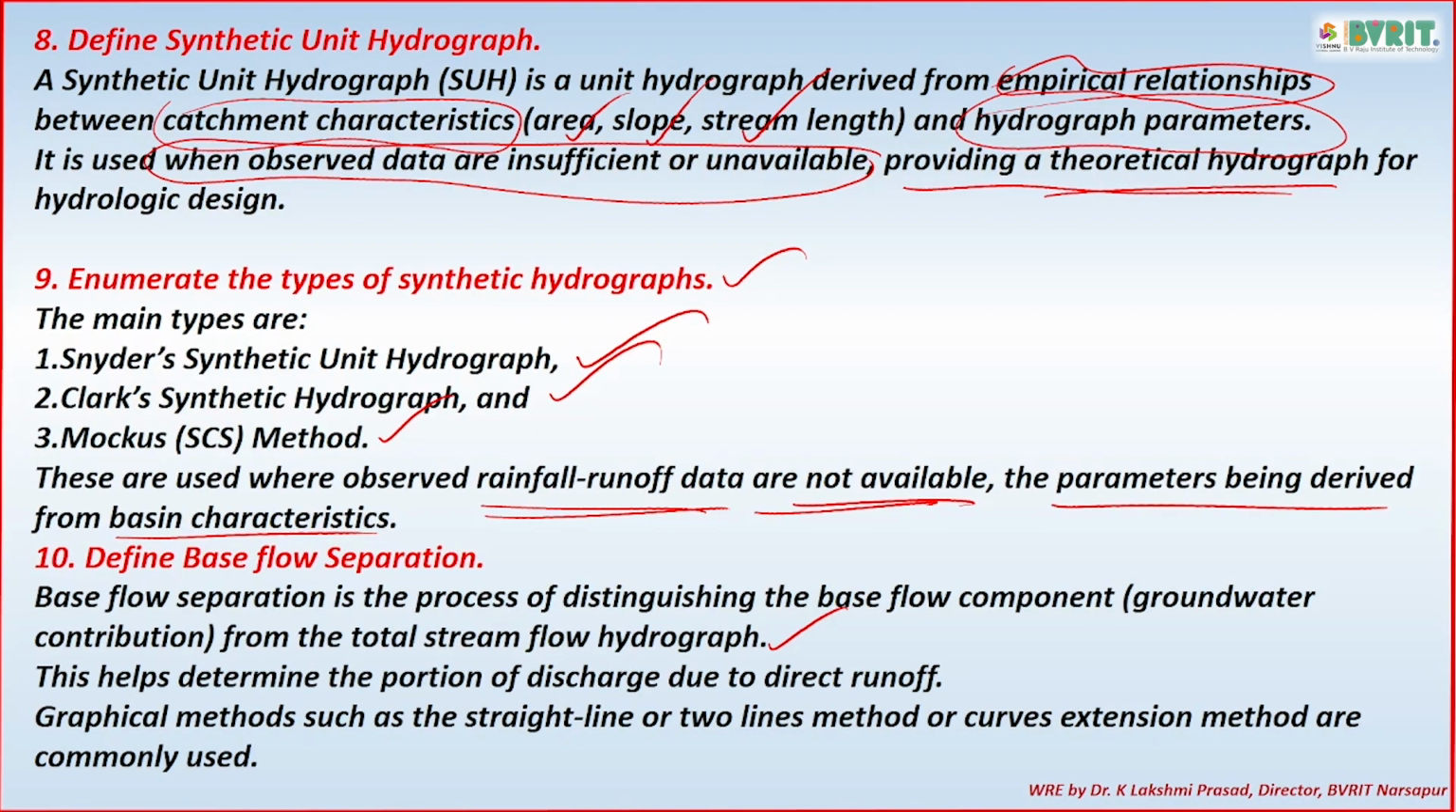What is the purpose of base flow separation? Naturally, we want to know the maximum component of surface runoff and, just below the surface, subsurface runoff. You can do this base flow separation by either the straight line method, two line method, or curve extension method. Any of these you can use to separate. Once you separate that, from there you can move into the unit hydrograph, and unit hydrographs of different durations are all possible, provided you first separate the base flow.